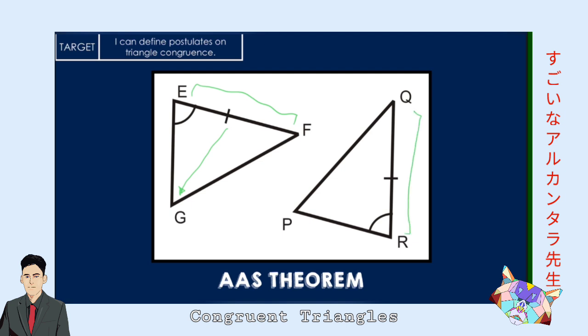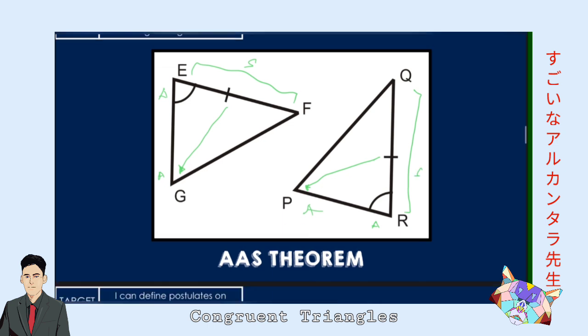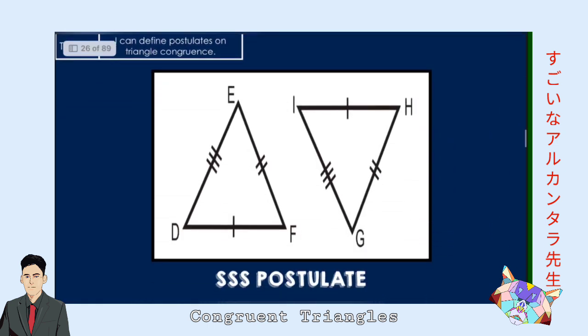Same case with QR, it corresponds to the angle formed in P. So, since EF and QR are congruent, the angles opposite to them should also be congruent. Hence, AAS. So this is another detail that you could take note of. And this one right here is by SSS.